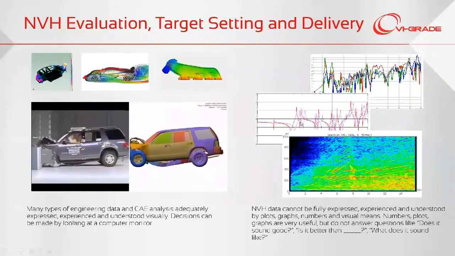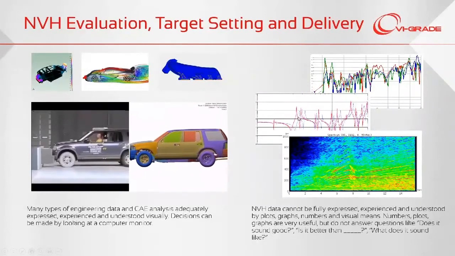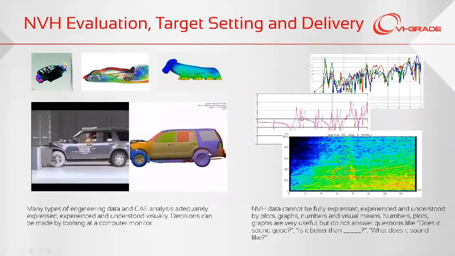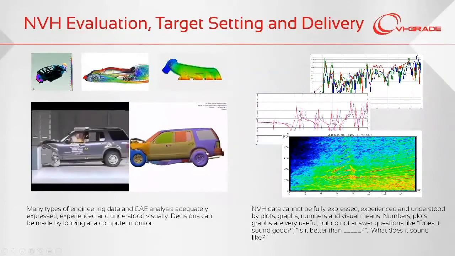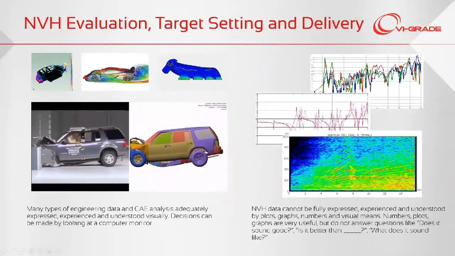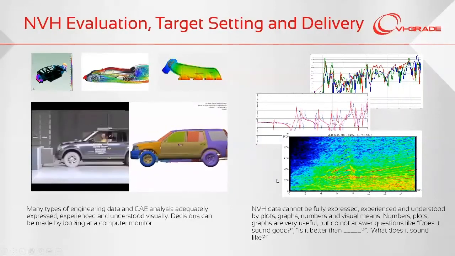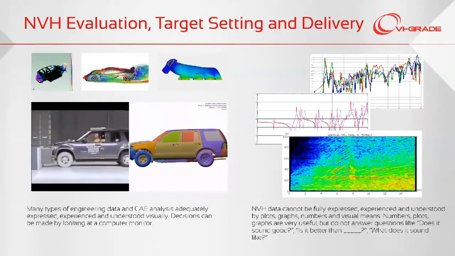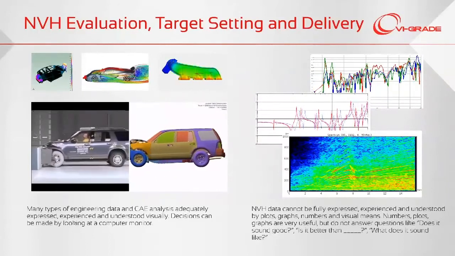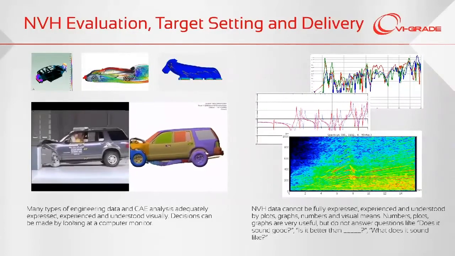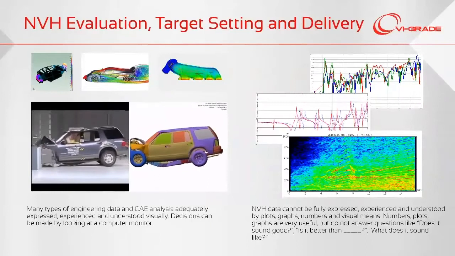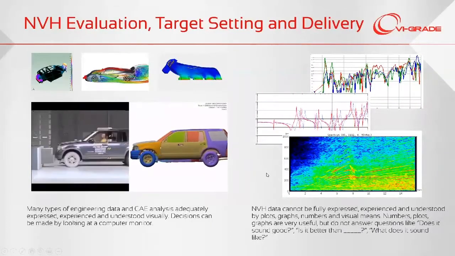You look at this middle one, the blue and the red line. Somebody says, which one's better? I don't know. The blue one is generally shifted higher in frequency and a little bit lower. Does it sound better? I'm not sure. So that's where the NVH simulator technology really comes in. With the simulator technology, we can take these numbers and plots and graphs and convert them into something that we can understand as humans, because we don't listen with our eyes. We listen with our ears, obviously.